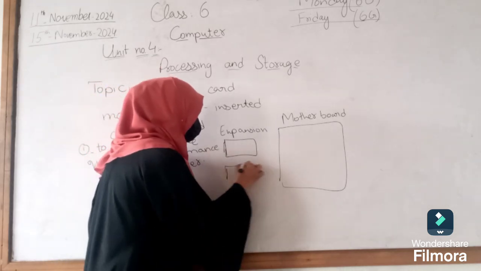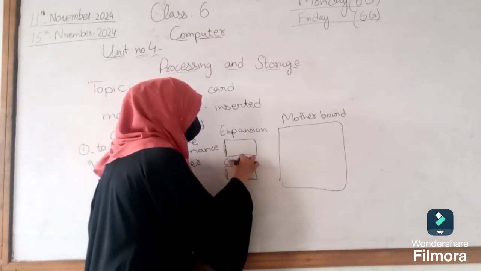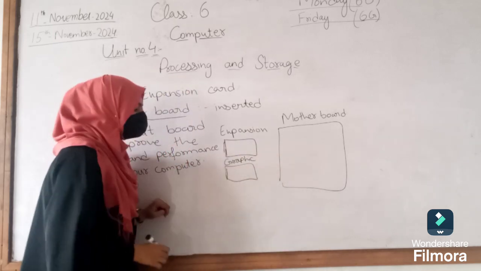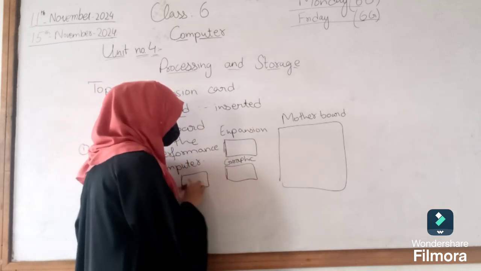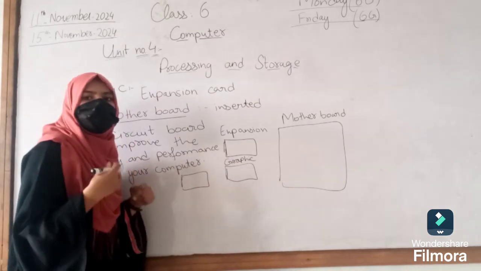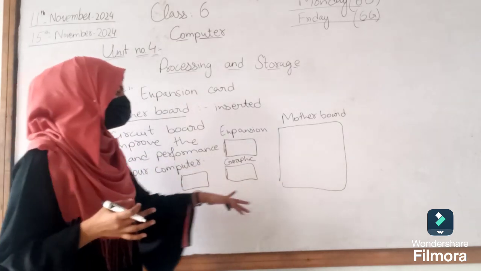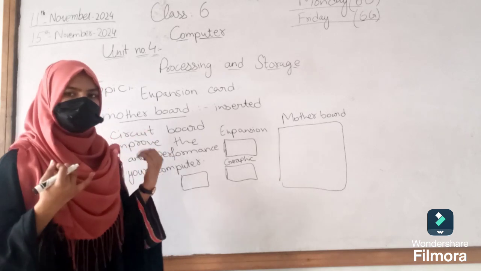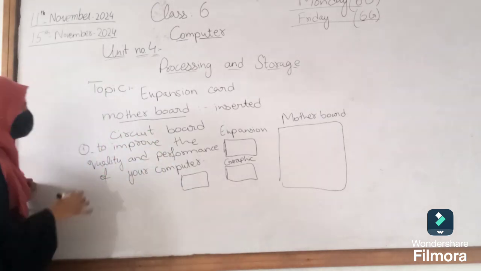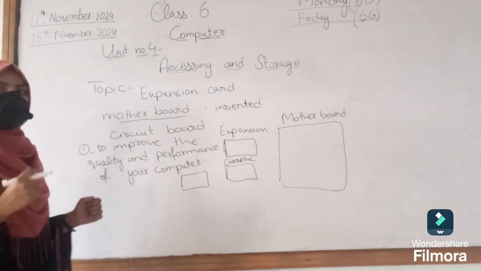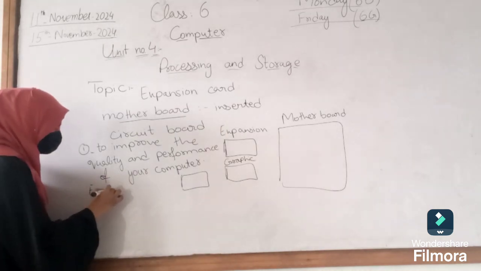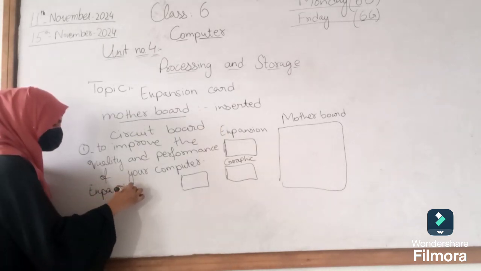There are also so many other cards. For example, this is a graphic card, and a graphic card is used to improve the quality of graphics. Also there are sound cards and video cards. These cards are inserted into your motherboard so that the quality of your computer can be increased. So where are expansion cards inserted? Very good. Expansion slot.